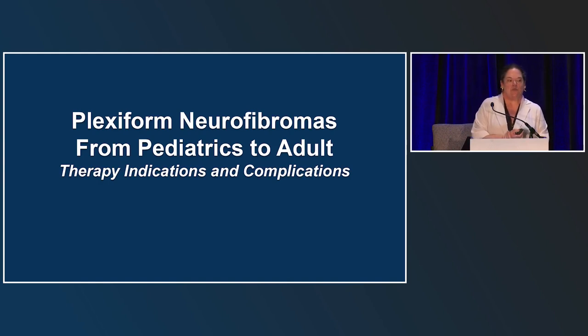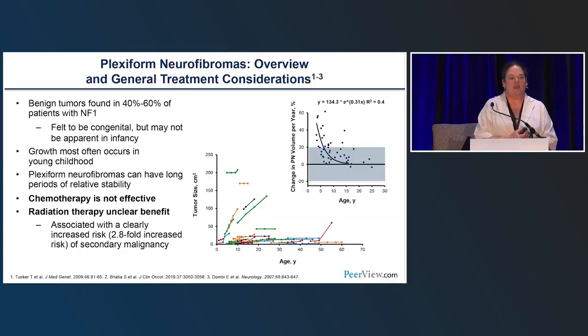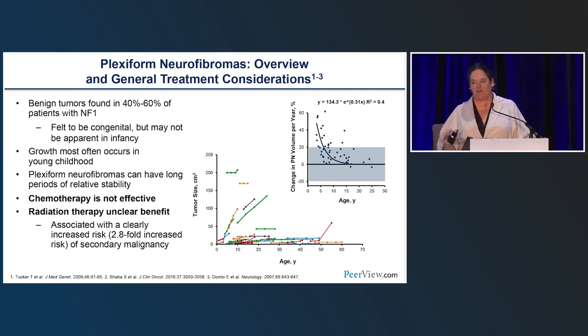So now we're going to switch to really talk more about plexiform neurofibromas and their biology and how to treat. So just to give you a quick overview, and then I'm going to turn this over to Dr. Romo, plexiforms, right, we said probably 50% of patients with NF1, we feel like they're congenital. You may not recognize them initially in infancy, but they clearly grow most in young childhood. And so this graph over here shows you the change volumetrically in a plexiform graphed against the age of the patient. And you can see by far the most dramatic growth is in young childhood.